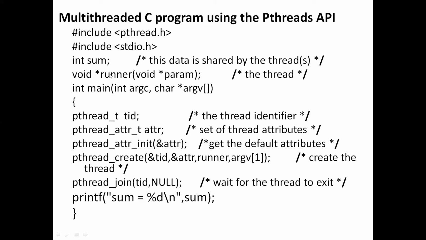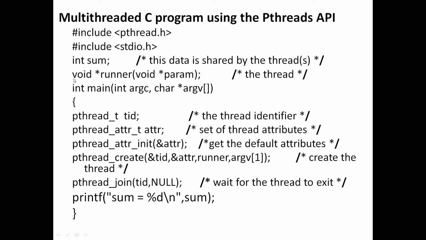The next statement is int sum. It is a global variable we are declaring here. A global variable means it can be used throughout the program, in all the functions. This data is shared by the threads. Whatever we declare globally will be shared by the threads, so since we use sum in different functions, we declared it globally.